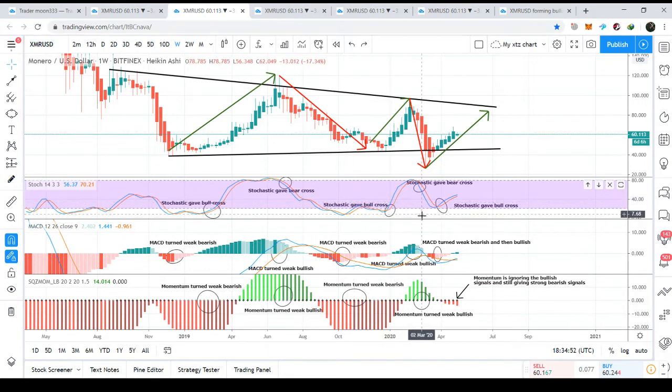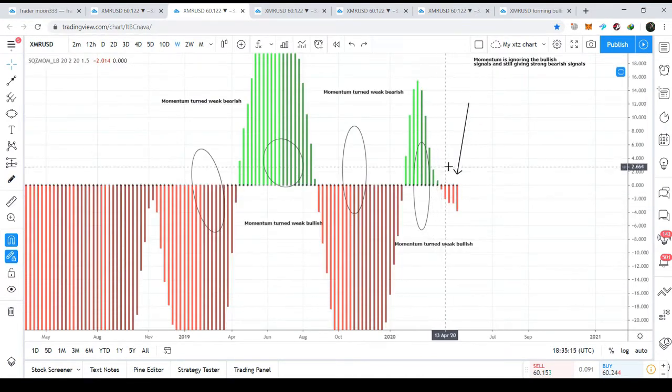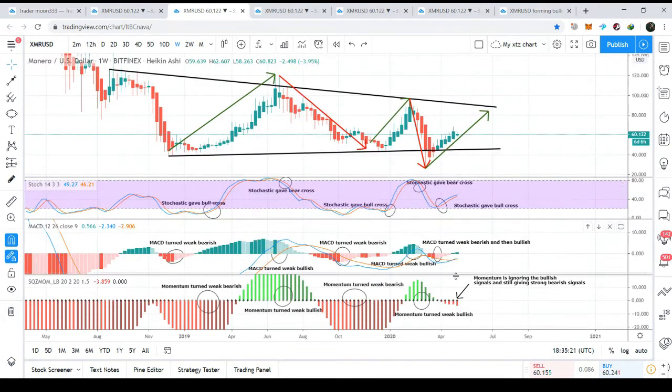But at this time, the price action has started the bullish move only on the bullish signals of these two indicators. By the stochastic, we have received a bull cross, and we have received the weak bearish signal by the MACD. But this momentum is still ignoring the bullish signals of these two indicators. We can see that this momentum indicator is turning stronger and stronger bearish. So this is a little bit critical.